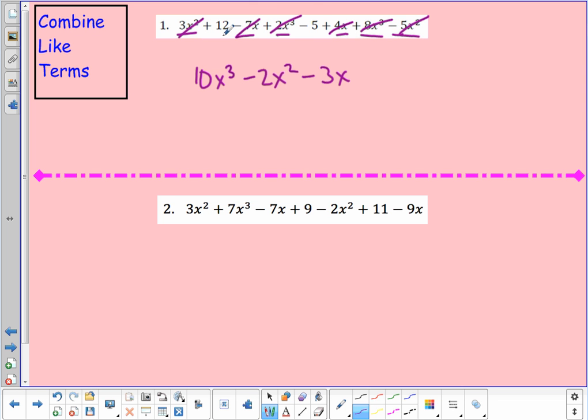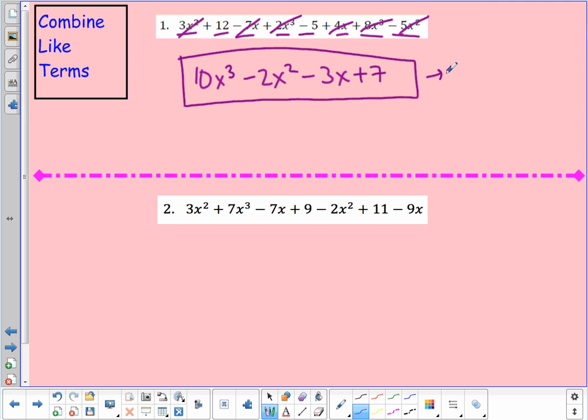And I also see a 12 minus 5. Those are my constants at the end. 12 minus 5 gives me 7. So I'm going to add 7. And that is my simplified expression. Now, a lot of people get focused on the fact that they need an answer. Well, you're not really getting an answer as far as like one number. This is your answer, and it's just a simplified version of the polynomial. That's all we're doing here.